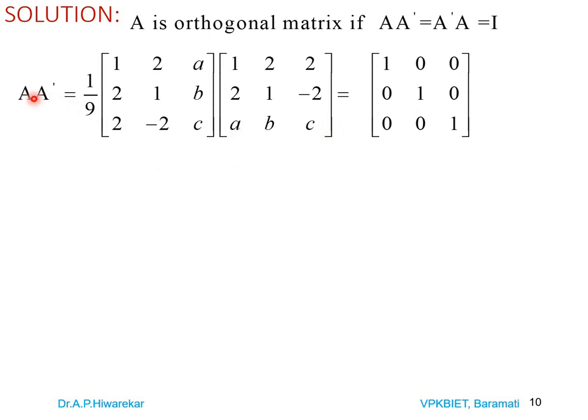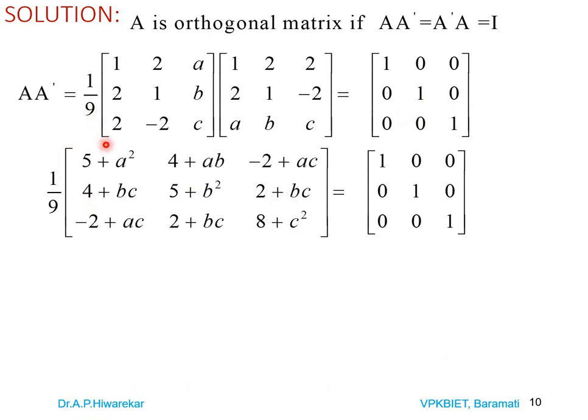So we take the product A into A transpose, where 1/3 into 1/3 is 1/9. A is given as 1 2 a, 2 1 b, 2 -2 c, and A transpose we write first row as the first column, so it is 1 2 a, then second row as second column, 2 1 b, third row as third column, 2 -2 c, and we find this product. And obviously by this property it is identity, so it is 1 0 0, 0 1 0, 0 0 1.